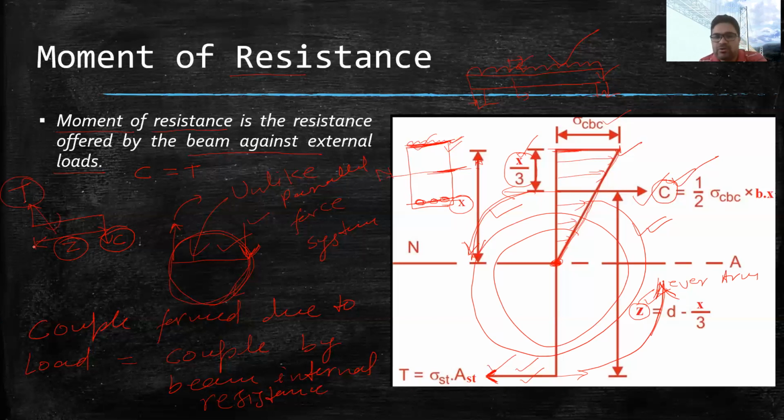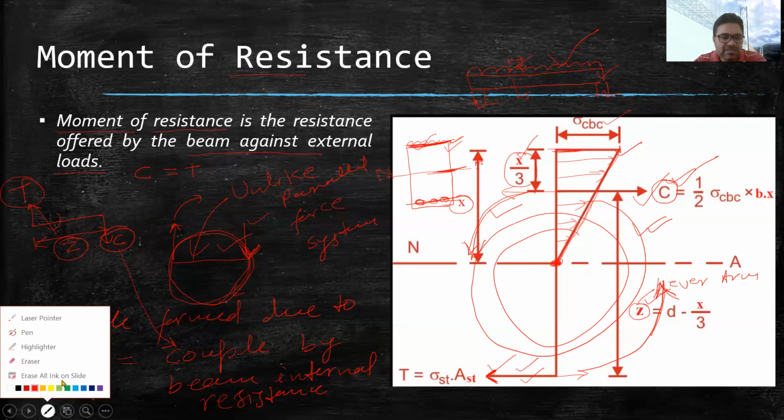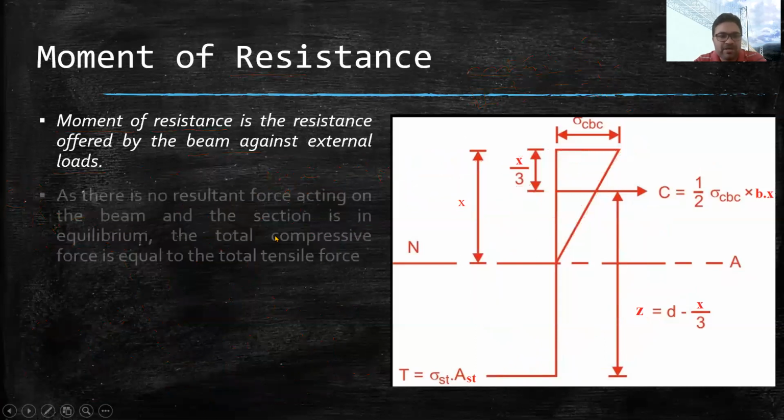So T into Z or C into Z, that will be the magnitude of the couple, and this magnitude of the couple will be equal to the couple by beam internal resistance. So that is the moment of resistance relationship. So we will see that I have provided here.